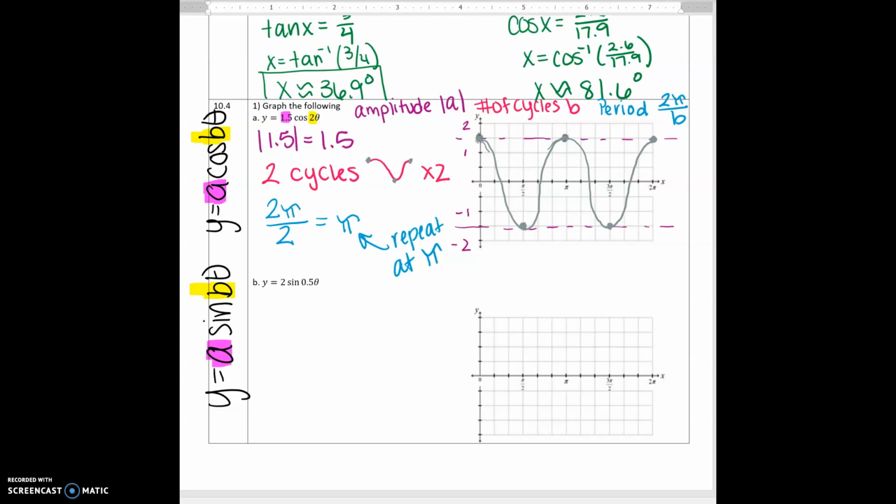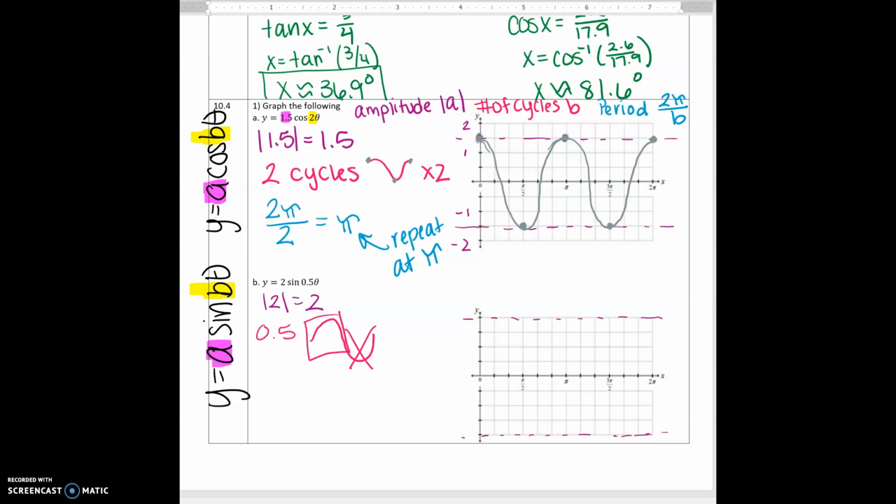Okay, repeating down here, the absolute value of 2 is 2, so the highest it's going to go is here, and the lowest it's going to go is here. Number of cycles, 0.5. So we're going to have sine is up and then down. We're not going to have this second half. We're only going to have this part right here.